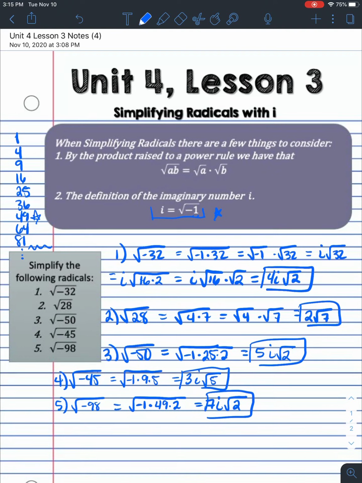So there we go. We simplified some radicals. There's an assignment that has 25 problems posted on it. If you have questions about that, please message me.